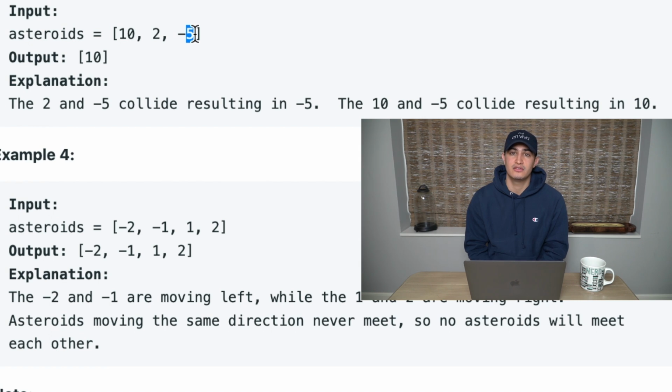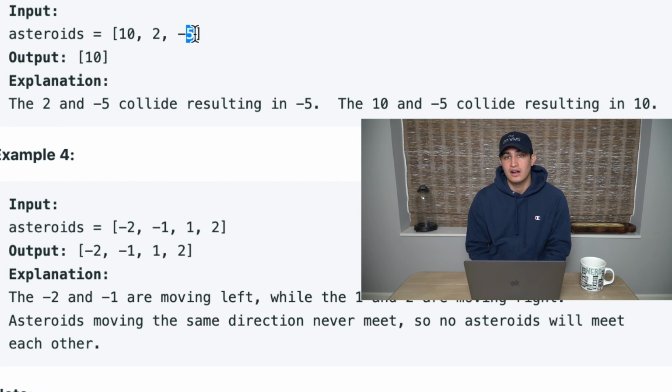So the intuition behind this solution is really that you need to use a stack. Once you realize you need a stack, this problem actually isn't that hard. Every single time that you see a positive asteroid, an asteroid that's moving to the right, you could throw it into your stack. And every single time you see a negative asteroid, meaning it's moving to the left, you could simulate those different collisions by using whatever's at the top of your stack.